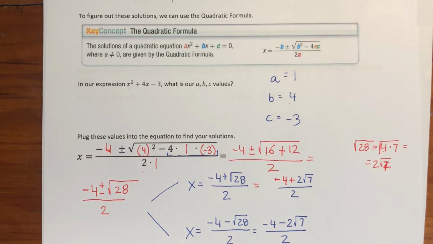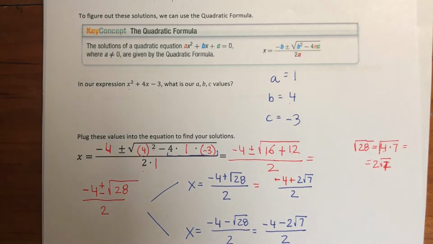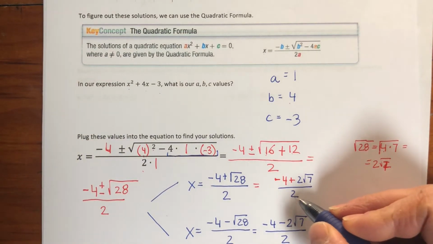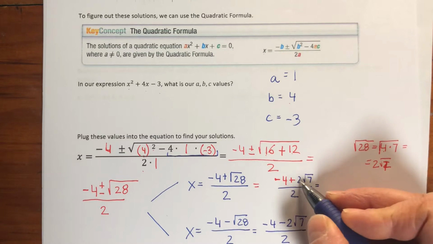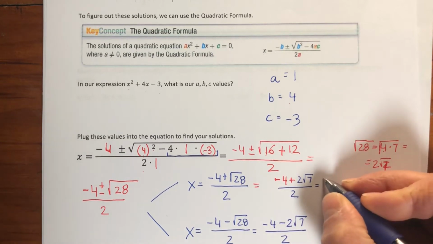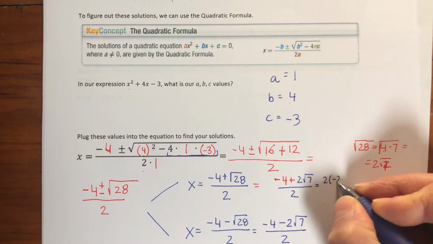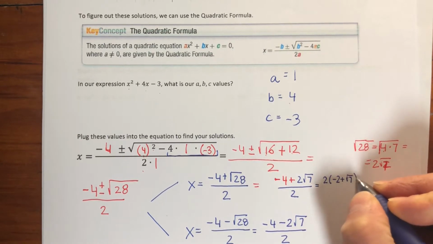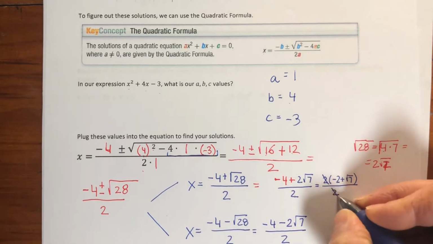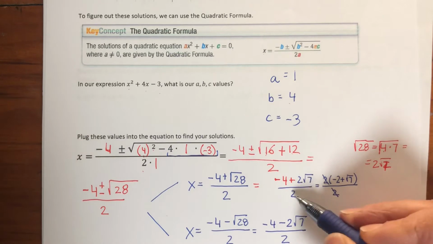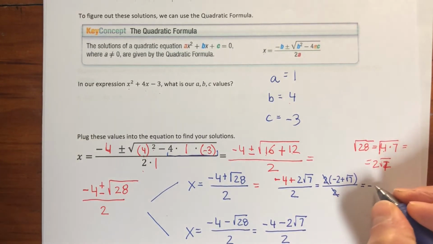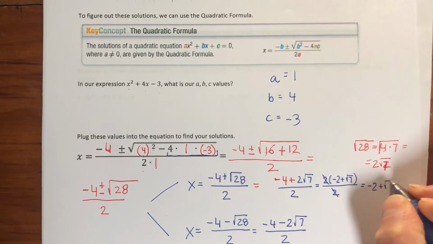And there's one more thing we can do to simplify this. We can cancel the 2 out, but in order to do it, we need to make sure we factor the 2 out of the expression in the numerator. So 2 times -2 plus root 7 over 2. And now I can cancel the 2 out. Again, never simplify terms, only simplify if you have factors. The final answer here is -2 plus square root of 7.